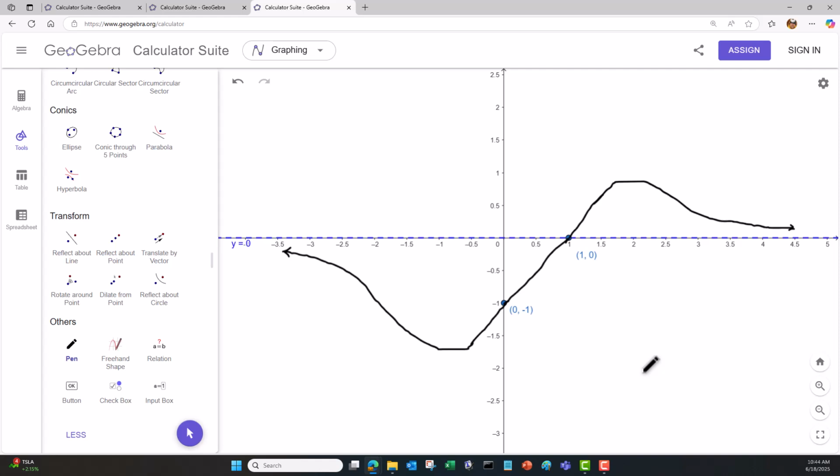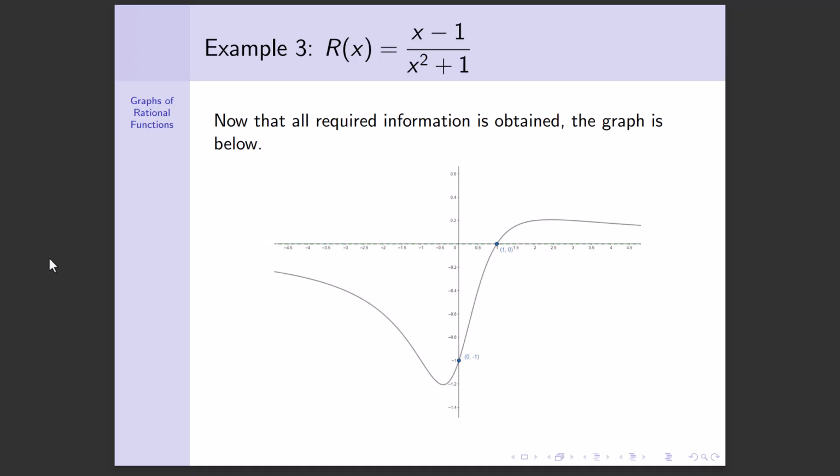Now, more precise graphs would require either technology or additional points being plotted. But right now, we're just sketching the graph. So we're going to see what the graph looks like according to technology. So here is what the graph looks like using technology. So here we can see that we have a pretty accurate depiction of what's going on from our sketch.